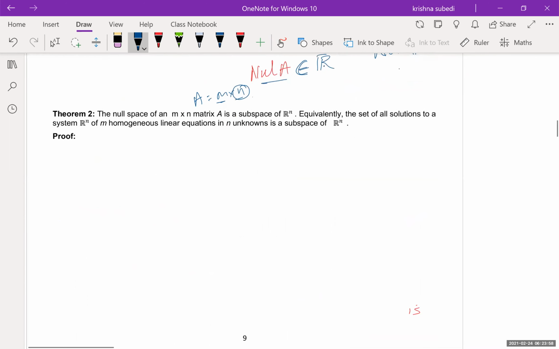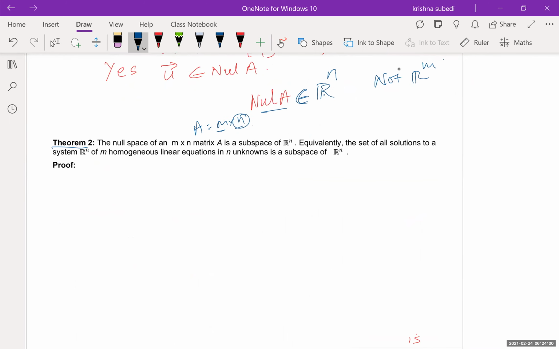All right. Now let's look at Theorem 2. The null space of an M by N matrix A is a subspace of Rn. This is exactly what we just discussed. So if the matrix A is M by N, then the null space of A is a subspace of Rn.